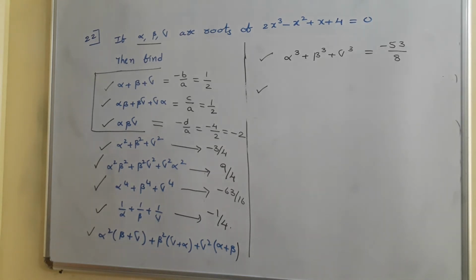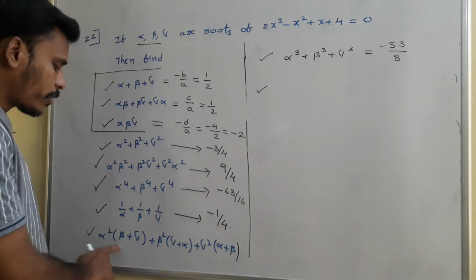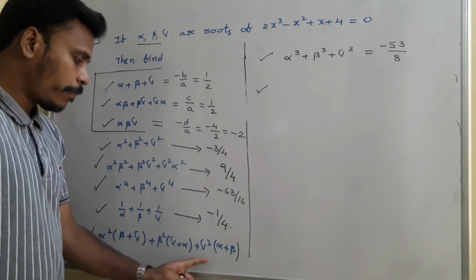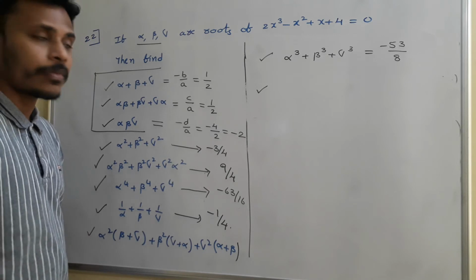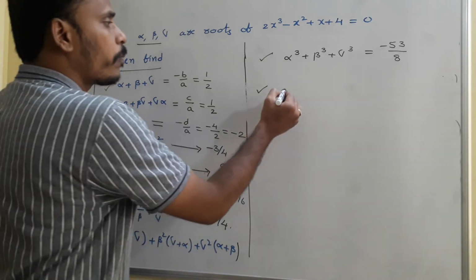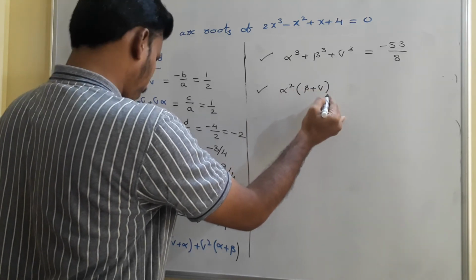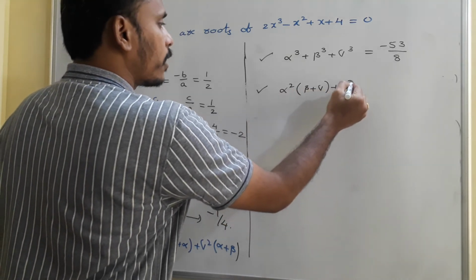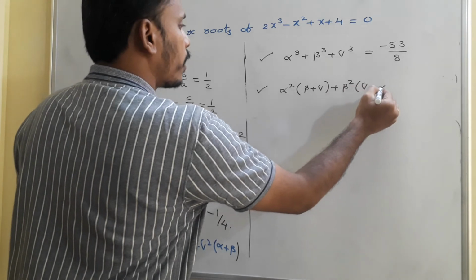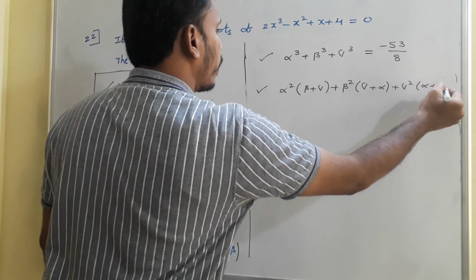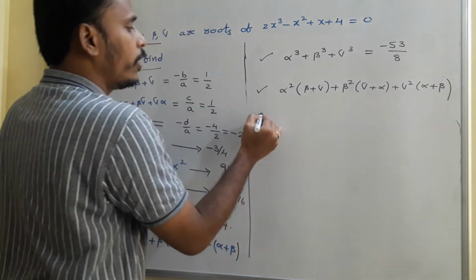We have alpha cube plus beta cube plus gamma cube as minus 53 by 8. And now we need to find this: alpha square of beta plus gamma, beta square of gamma plus alpha, plus gamma square of alpha plus beta. So how to find it? This value actually we need to find.